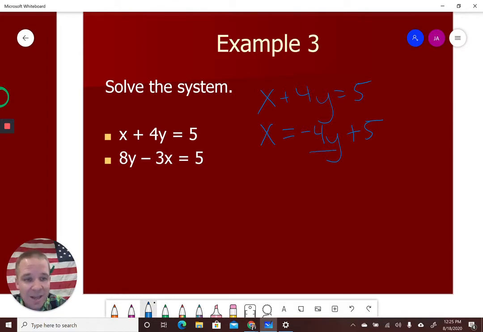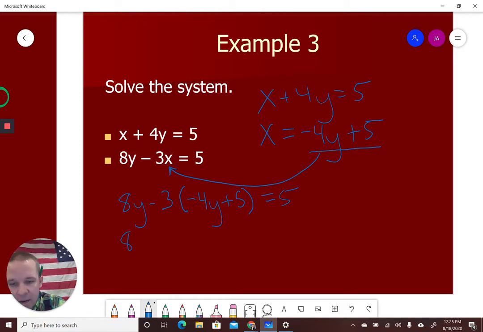I'm going to take this and I'm going to substitute it in for this x over here. So I'm going to have 8y minus 3 parentheses. Here's where those parentheses really come in handy. Negative 4y plus 5, and then that all equals 5. So now I got to do a little bit of algebra, but I only have one variable in this problem. So now I can solve.